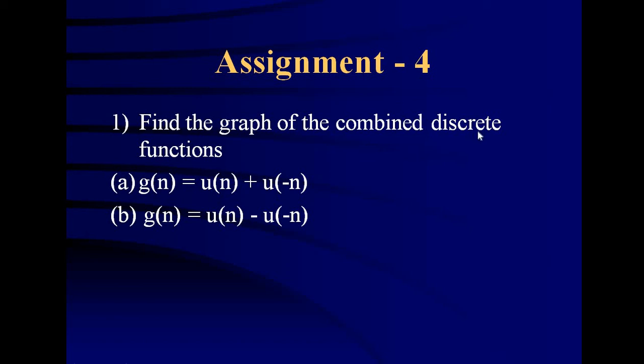Find the graph of the combined discrete functions: G of n is equal to u of n plus u of minus n, and G of n is equal to u of n minus u of minus n. This is very simple. u of n is your unit step. So add your unit step with its reversal. Subtract your unit step from its reversal.